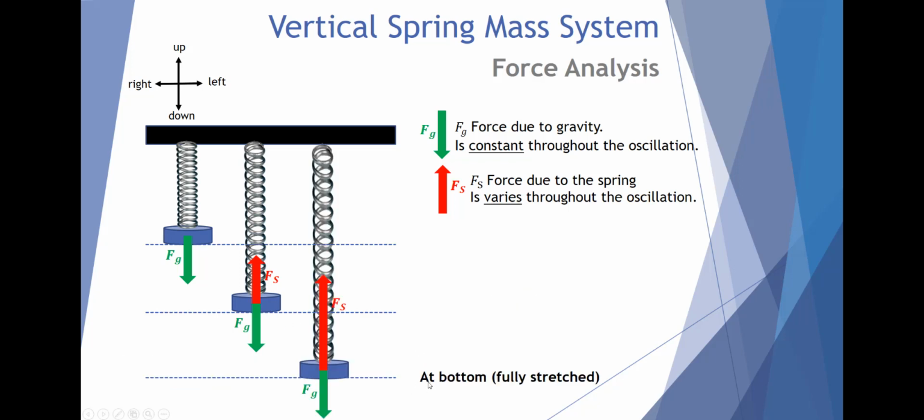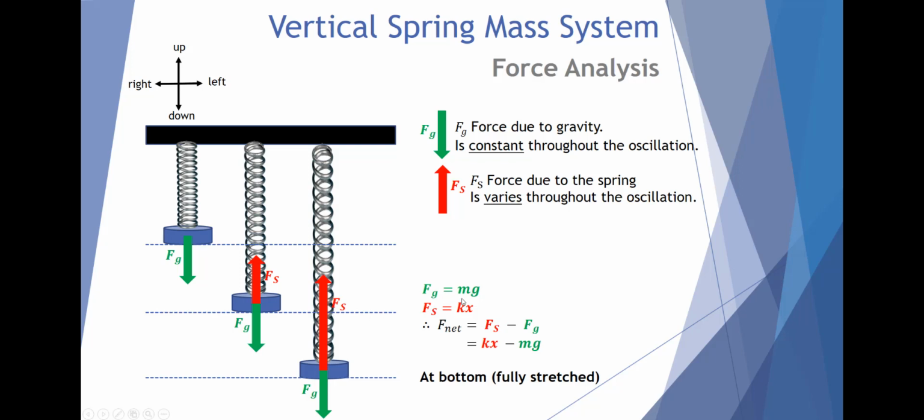Finally, at the third and final position, the bottom position of this oscillation, fully stretched, we still have both forces operating. We have a force due to gravity pushing down, but we have a very, very large force due to the spring pushing back up. This is because the spring has now been stretched considerably. It's greater in magnitude, and so when compared to the force due to gravity, it is greater, and it will generate an upwards force back towards the equilibrium position.